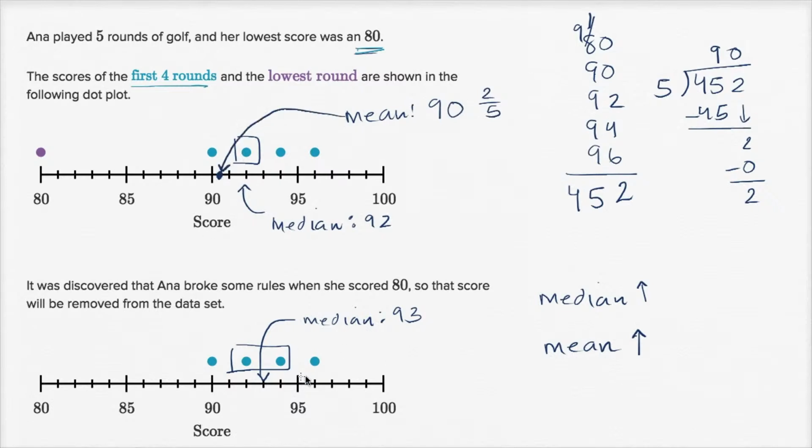And if you remove it, what is the mean going to be? So here we're just going to take our 90 plus our 92 plus our 94 plus our 96, add them together. So let's see, 2 plus 4 plus 6 is 12. And you add these together, you get 372. 372 divided by 4, because I have 4 data points now, not 5. Let me do this in a place where you can see it. So 4 goes into 37 9 times.